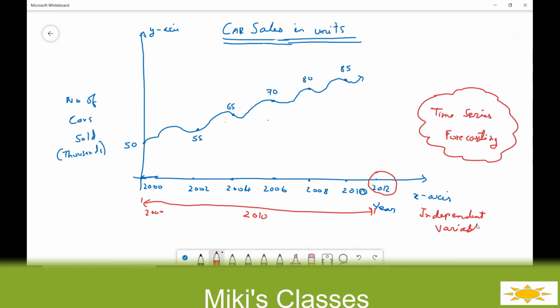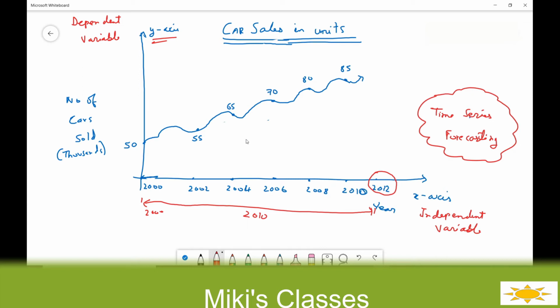Independent variable. And what is on the y-axis, which is car sales in units here, is what you call the dependent variable. Fine. So this is what is called a time series.